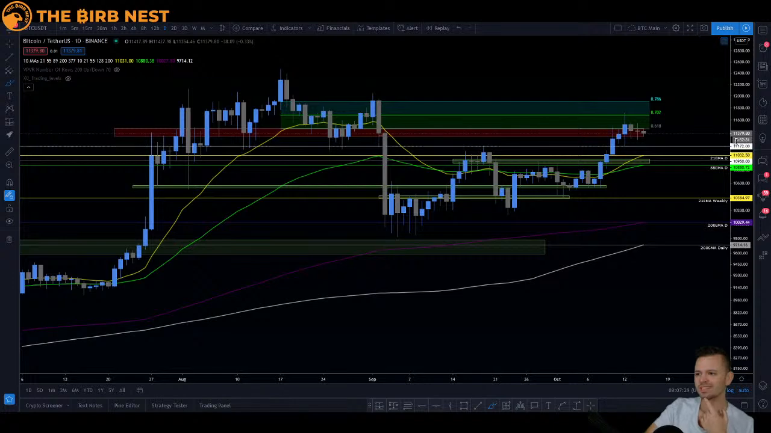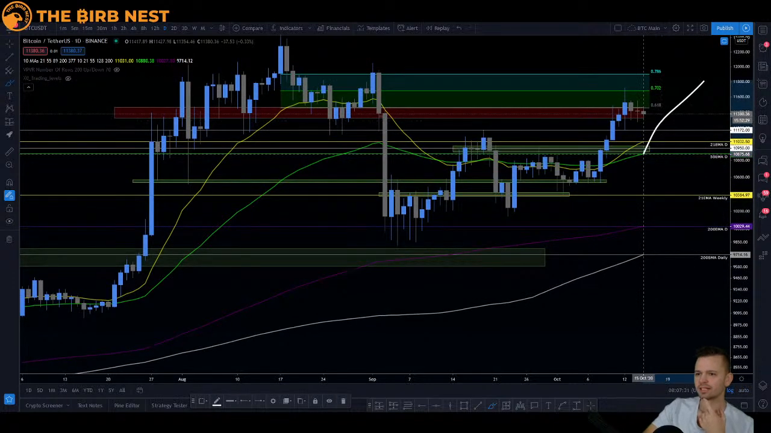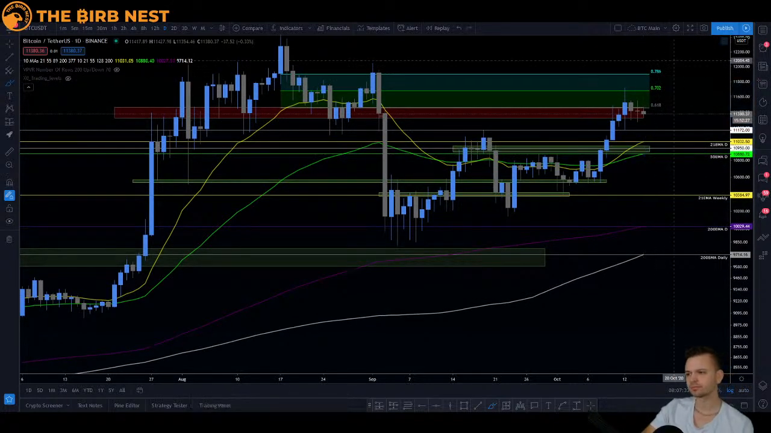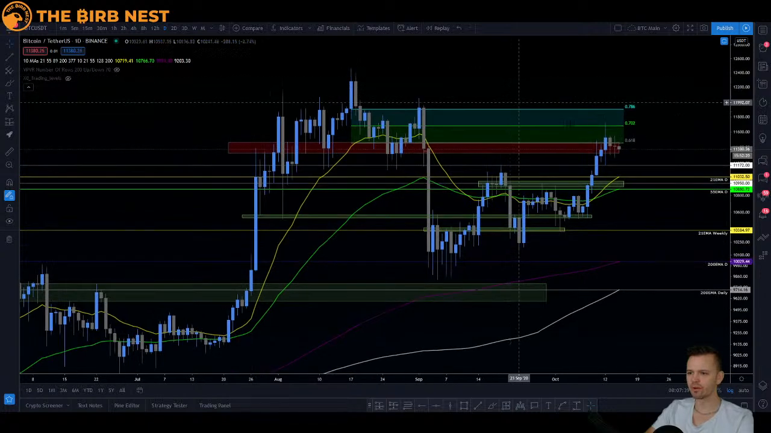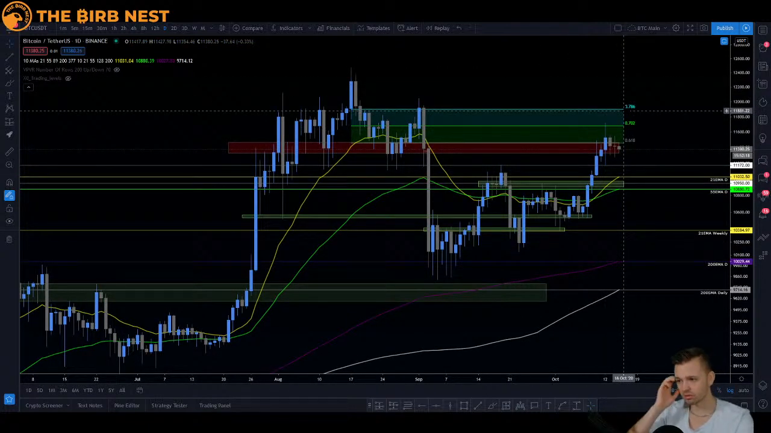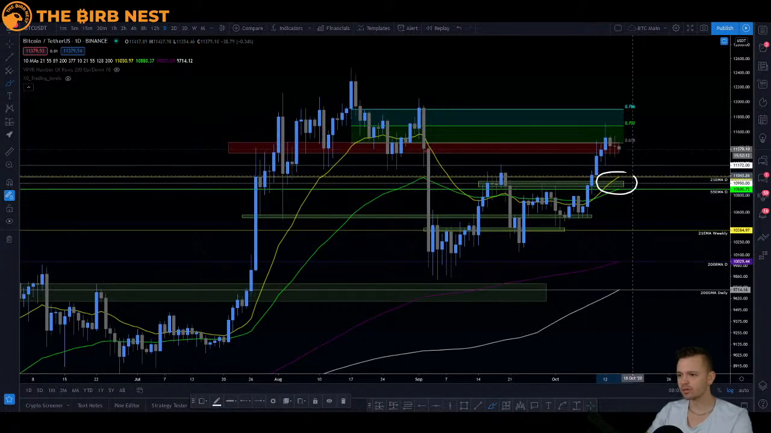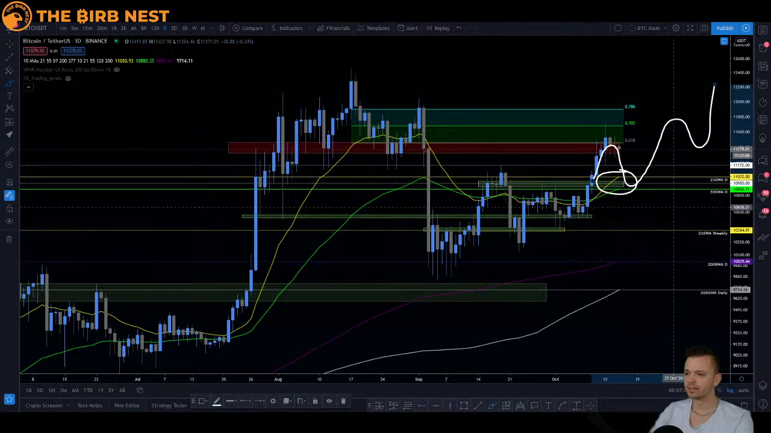Because all we need to do really is to properly reclaim the 11.4k area, and we are set for higher prices. I do really think though that a retest of this general area down here, like a rounded retest like this, is very logical, and I would not be surprised at all to see that kind of move.